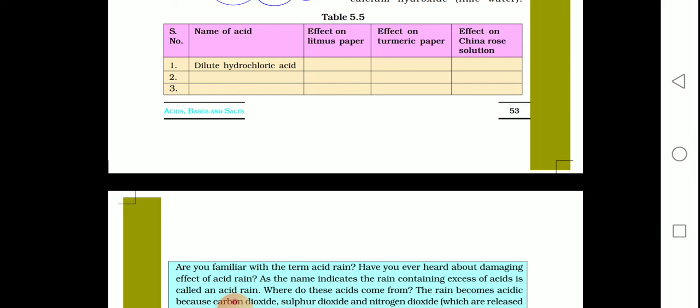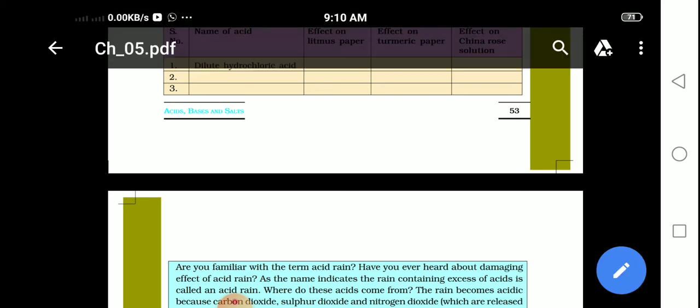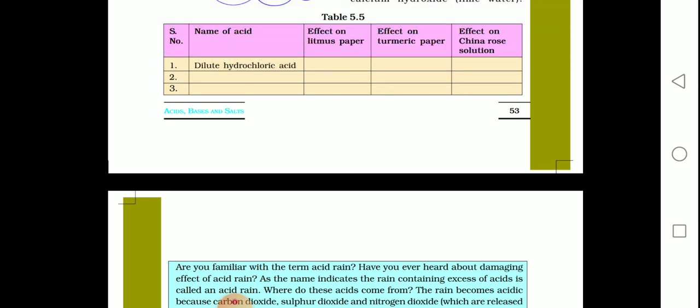Effect on litmus paper: if you take a litmus paper, what is the effect? Already I have told. Effect on turmeric paper, what is the effect? Effect on China rose solution. You will find it by listing some names of the acids, and you can complete this table. If there is anything left over in the table, you have to do it by yourself. If you have any doubt, just ask me by sending messages.